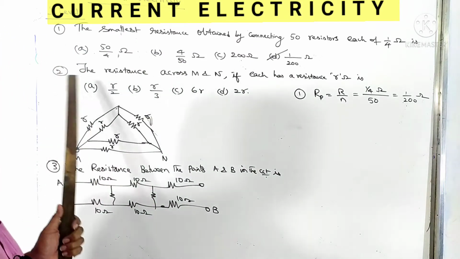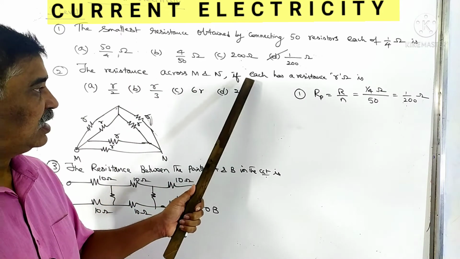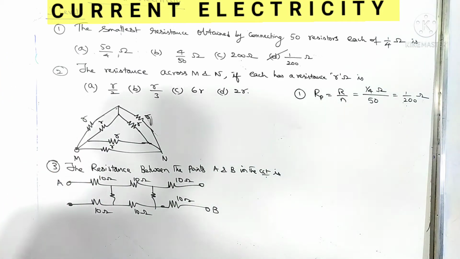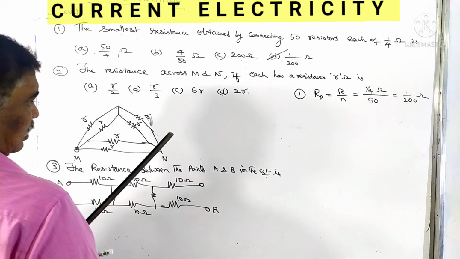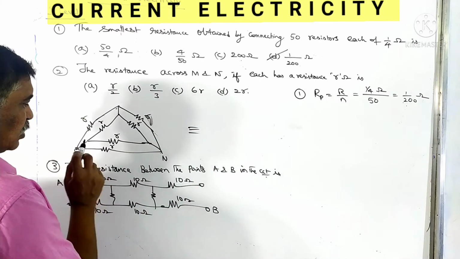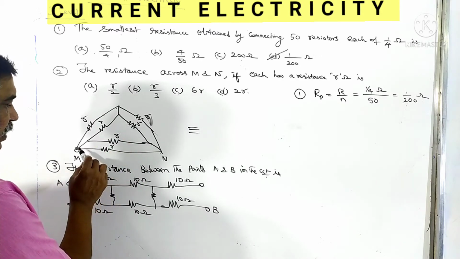Now come to the second question. In the second question, the resistance across M and N, if each has a resistance of R ohm, is... So this is a circuit diagram given. Now you just observe this circuit. Between M and N, we have to find the resistance. Just view this circuit diagram.